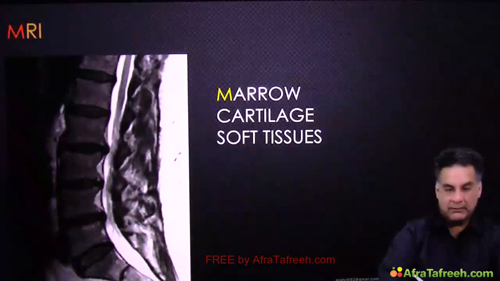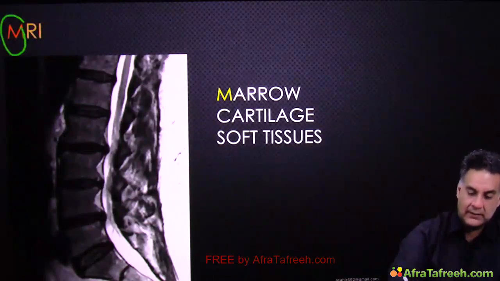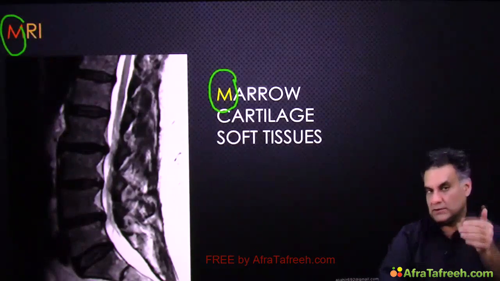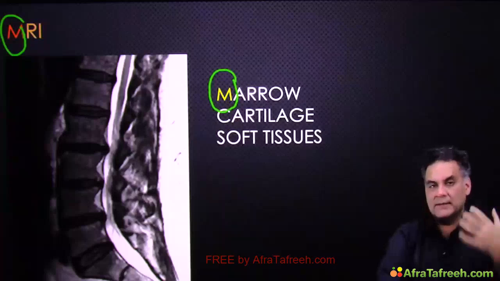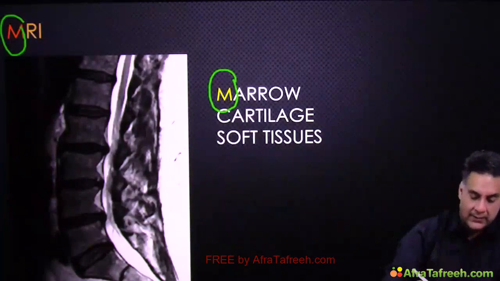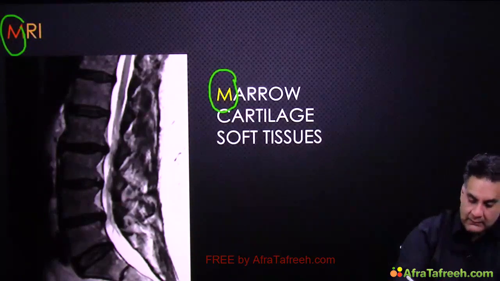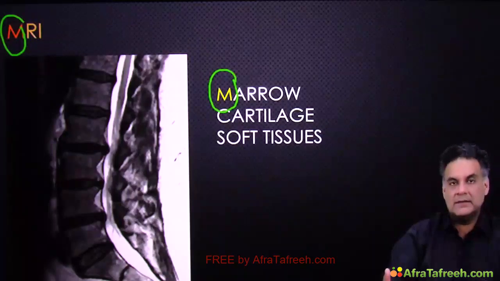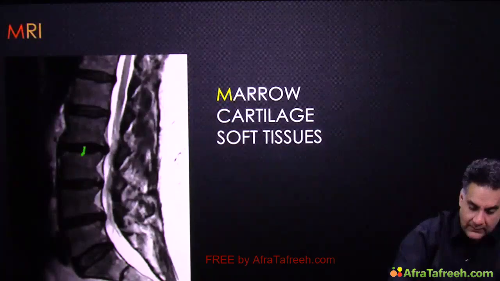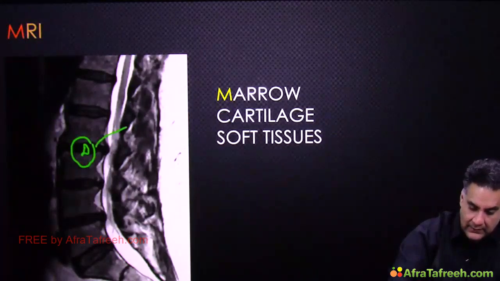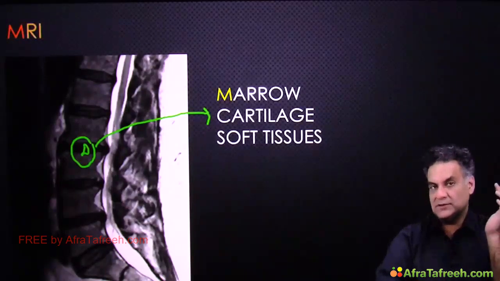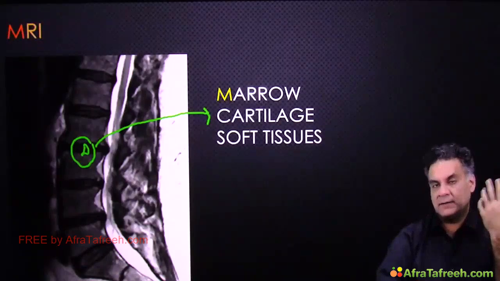Similarly, M for MRI, M for marrow. Majority of the diseases are in the marrow, so MRI in orthopedics is a gold investigation, very valuable. When you look in between the two vertebrae, you will be able to see the disc. The disc is made of cartilage. Cartilage is not seen on X-ray, is not seen on CT scan, is picked up on MRI.